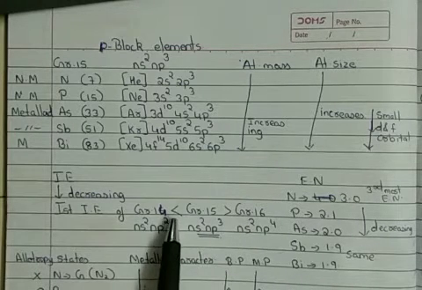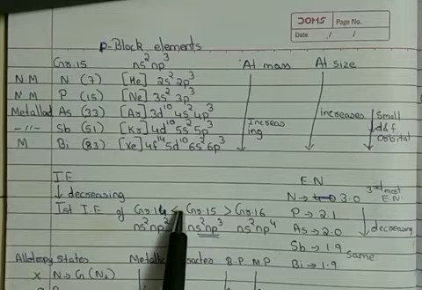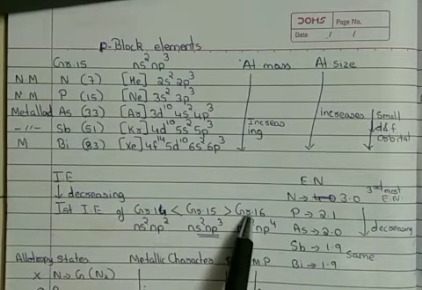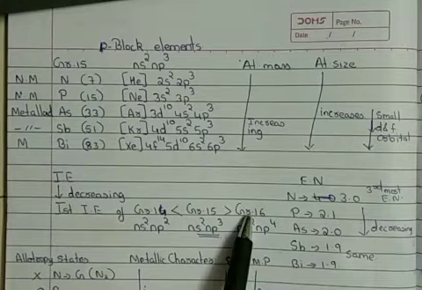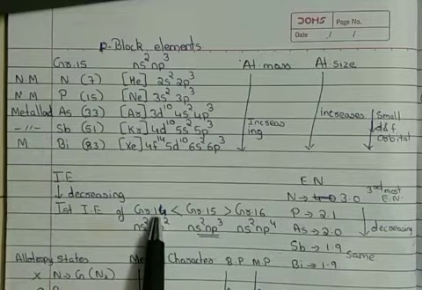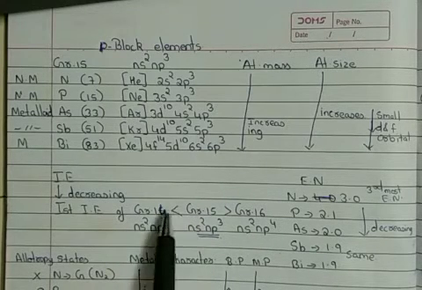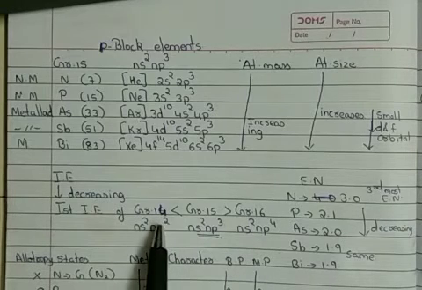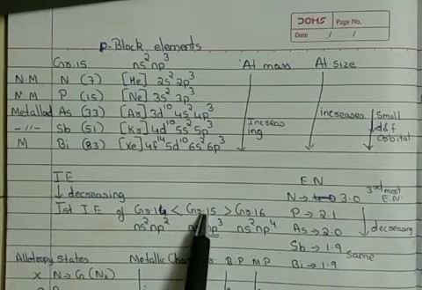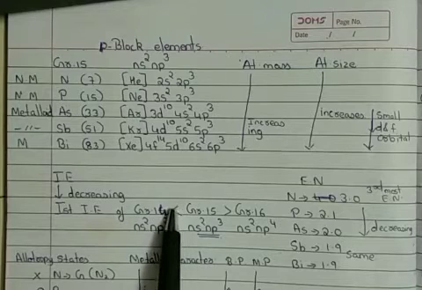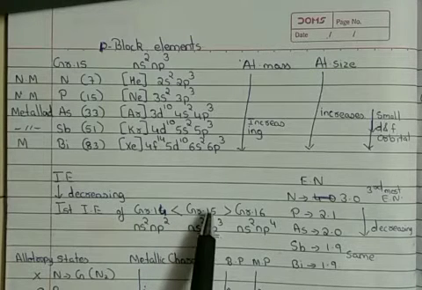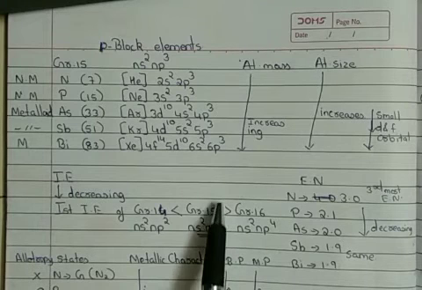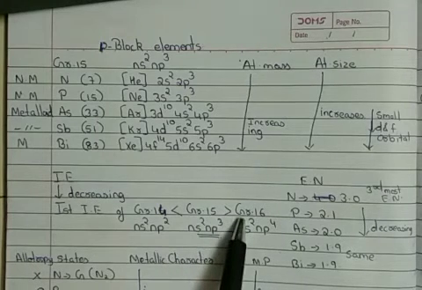So down the group generally, ionization enthalpy goes on decreasing. So it is expected that across the period it should go on increasing. But in comparison to that, groups 14, 15 and 16 show some exception. That is, from 14 to 15, the first ionization enthalpy increases. But when we move from 15 to 16, the same ionization enthalpy decreases. For this, what will be the reason?